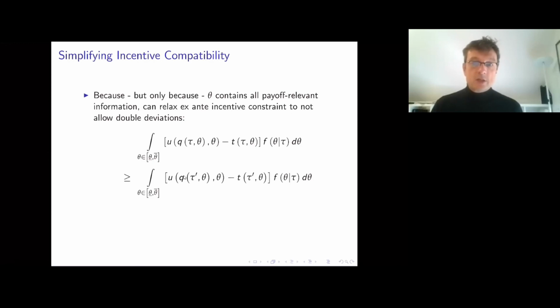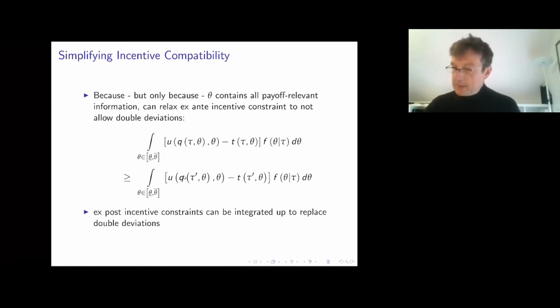it will be sufficient to think just about simple deviations, namely misreporting my initial type, but then guaranteeing myself that in the future I'm reporting truthfully. That's a property of our formulation of how much information is contained in the final bit of information, the theta. And that will help us here, and that helped Courtney and Lee. But I should point out to you that to the extent that the entire sequence of signals matters for the evaluation at the end, we will have to be concerned about these double deviation constraints. And so what this means is that the ex-post incentive constraints can be integrated to replace the double deviations.